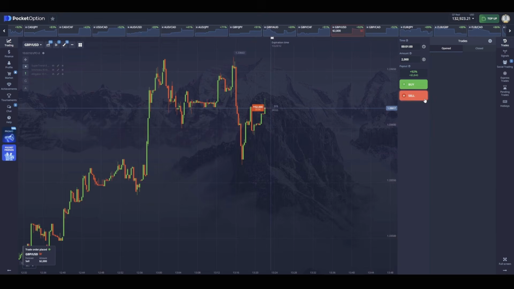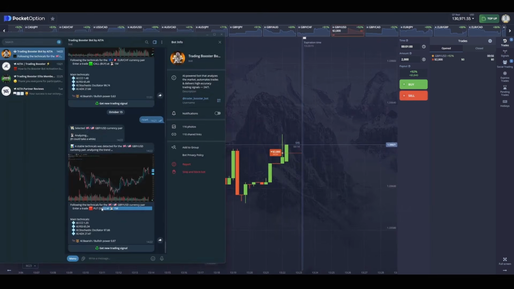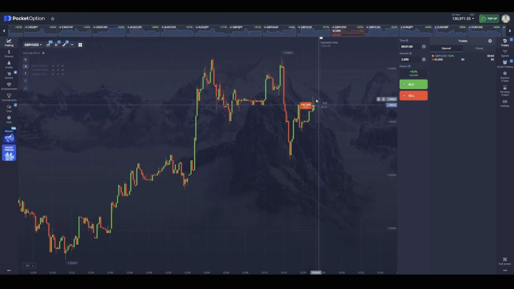This means we don't even need to do any analysis. We just get a signal to sell or to buy, and then we simply open the trade and follow the signal. So it's definitely easier to work with the bot, but again, we still actually have a choice.